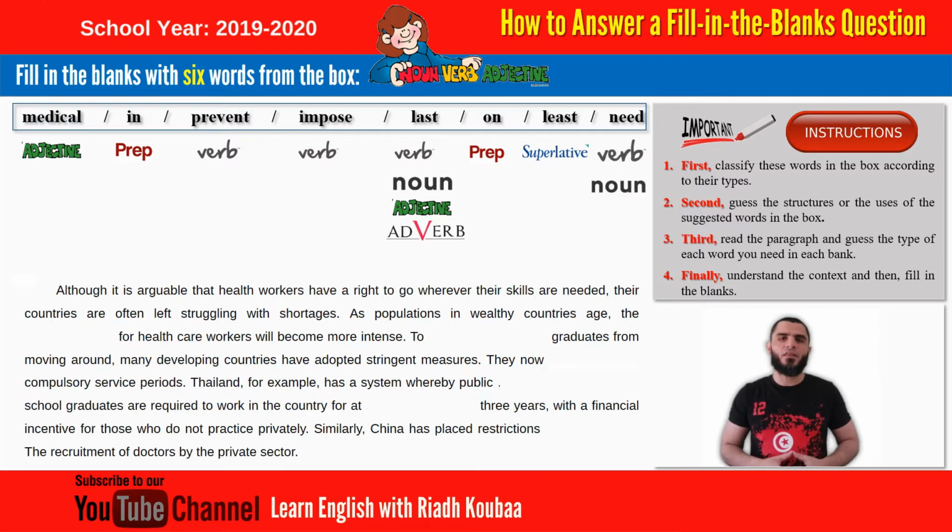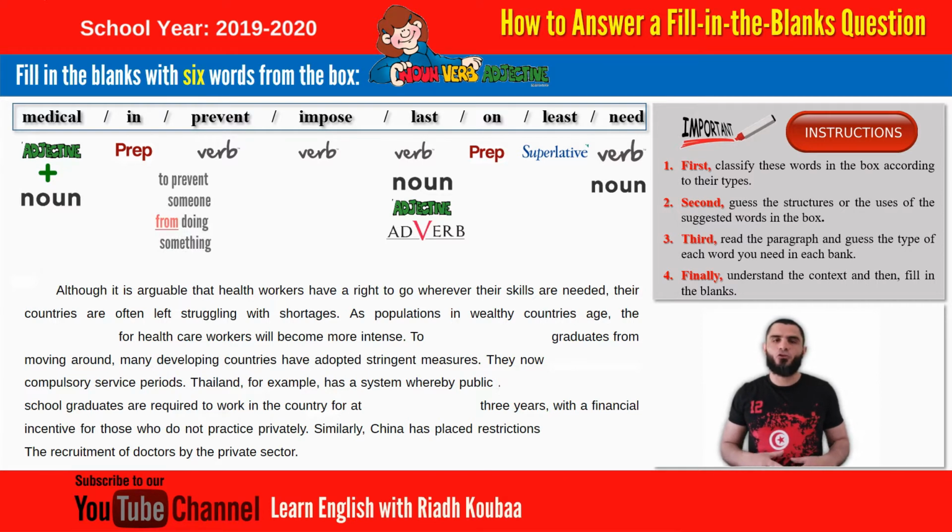Another thing you should remember and do is to guess the structures or the uses of the suggested words in the box that might be easy for you. For example, we said that the word medical is an adjective. I should keep in mind that if it's going to be used, it should come before a noun. As for the verb to prevent, we know that the structure of this verb is as follows: to prevent someone from doing something or something. So I have to find from in the paragraph.